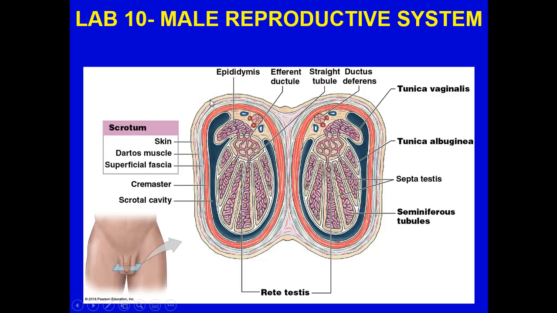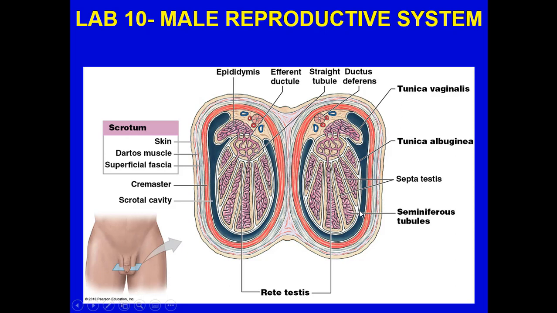You'll notice the layers in the scrotum, the skin, the dartos muscle, the superficial fascia. Then underneath that is the cremaster muscle, which we'll get into in a bit. And then you have this area of space between the actual testes itself and the cremaster muscle, and that's called the scrotal cavity. Here is, as they were mentioning, the rete testis here.